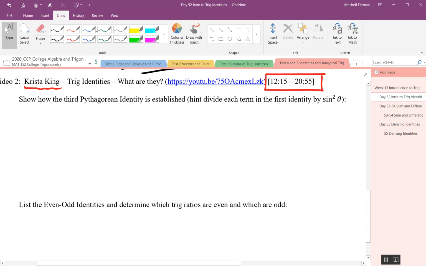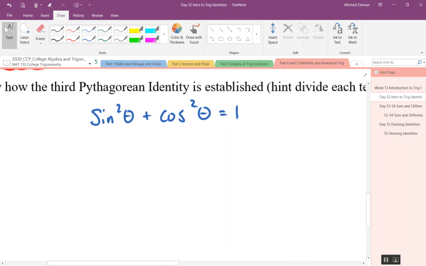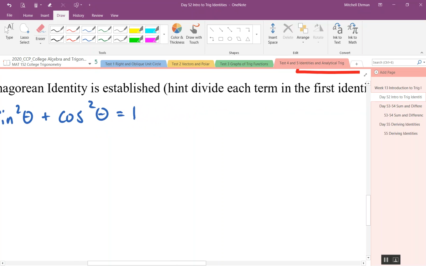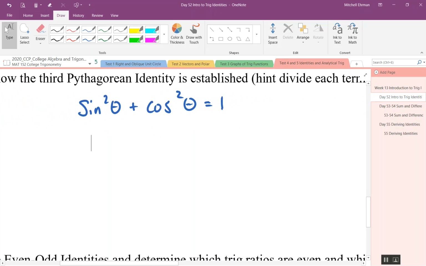So if we start with the original trig identity, sine squared theta plus cosine squared theta equals 1, and you could reverse these two depending on your preferences. I almost always write sine squared plus cosine squared, although we might see it written differently. But if we start with that original Pythagorean identity, the hint was to divide this time by sine squared instead of dividing by cosine squared like we saw in the video the first time.